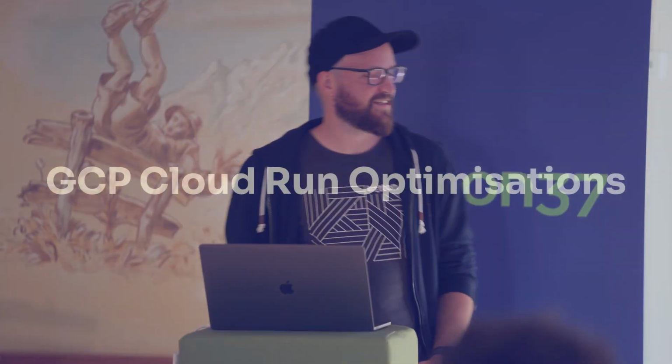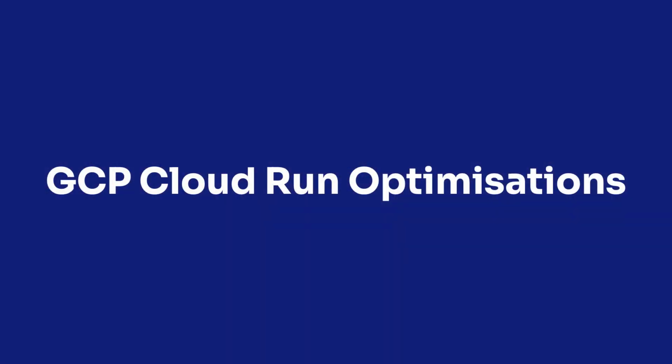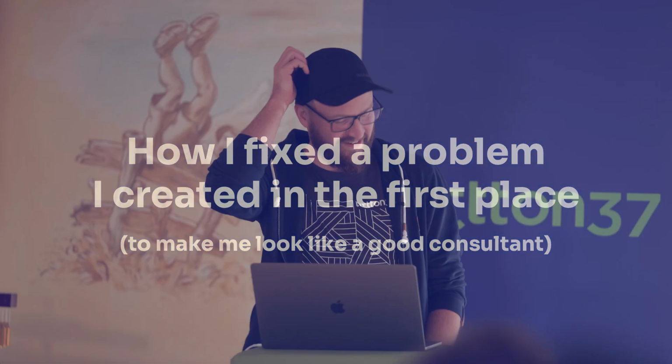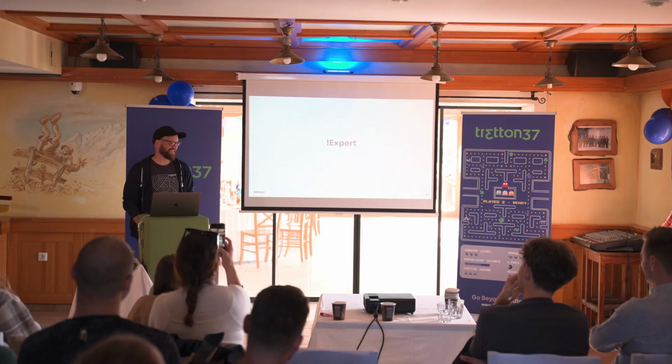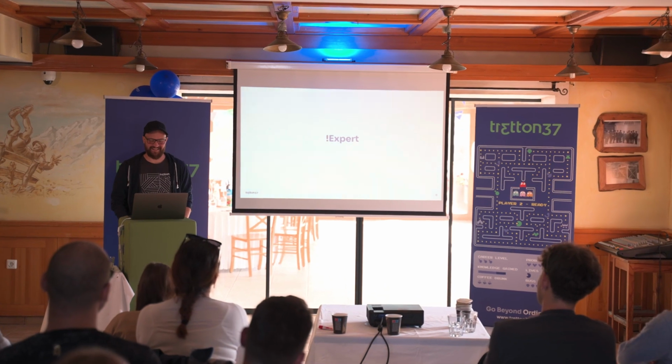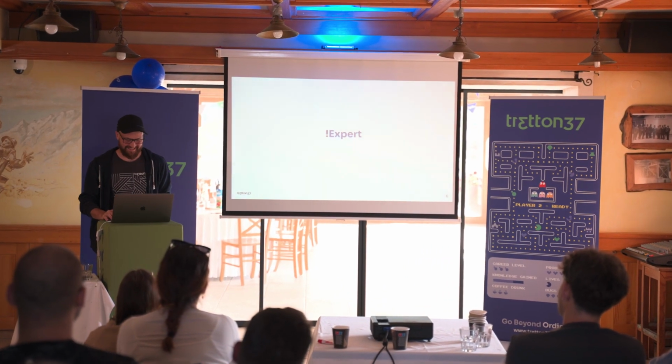So the name of the talk is GCP Cloud Run Optimisations, but I didn't know that all of you were doing catchy titles. So I made an executive decision and renamed it to how I fixed the problem I created in the first place. First off, I'm by no means an expert, especially in GCP, because before I joined my current team, I had my certification for AWS. Then I joined IKEA and they run on GCP. Okay, so screw it.